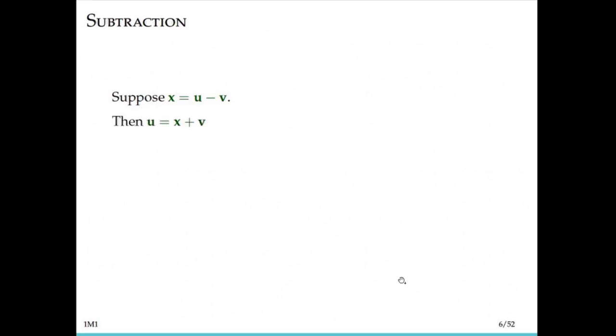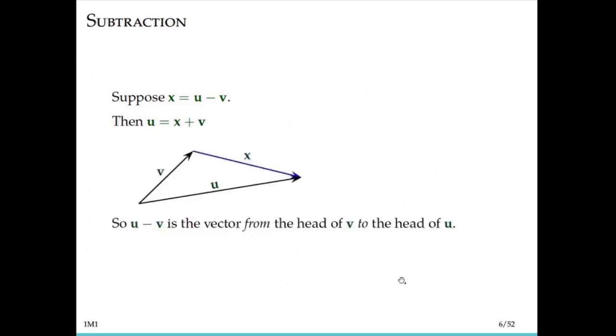Another way to think about it is to rearrange this equation. So if you add v to both sides, using normal algebra we're used to, we have that u is equal to x plus v. And so the picture then, using the triangle rule for the addition of x and v, would be that u is the long side of this triangle, and then x is the vector that points from v to u. So u minus v is the vector from the head of v to the head of u.